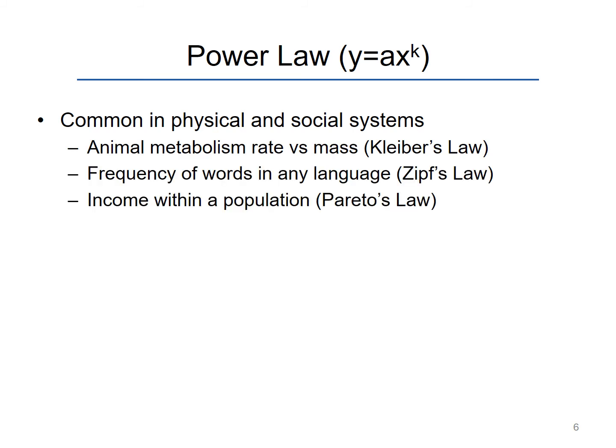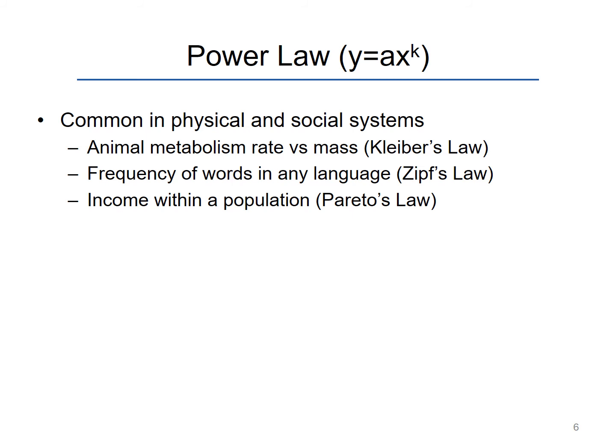Here are some examples. The first example, Kleiber's law, states that animal metabolism rates scale to the power of 3/4 based on an animal's mass. So for example, if you have a cat that's 1,000 times more massive than a mouse, the metabolism rate of that cat is approximately 32 times as high as the mouse.